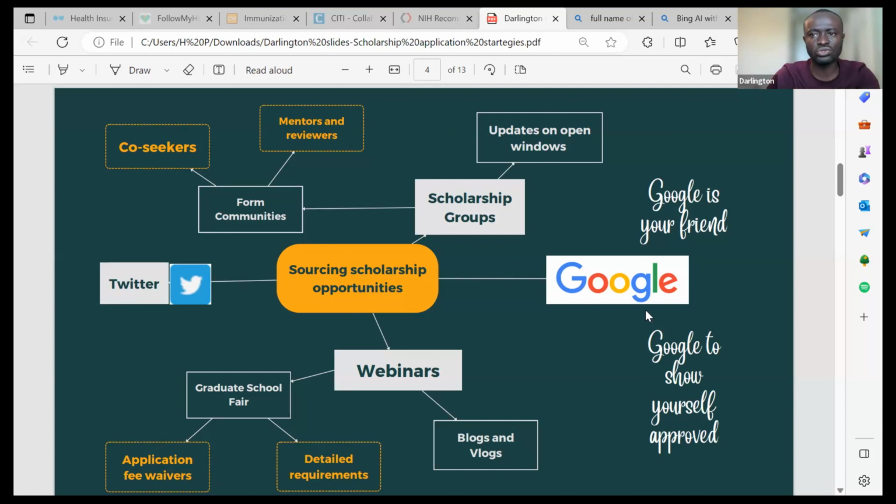You learn what they want to ask questions about your application, and you get first-hand information from people in the school, not just students, but the staff themselves. So I would encourage you to also attend graduate school fairs as much as you can. These are ways that you can learn about or source the scholarship opportunities available.